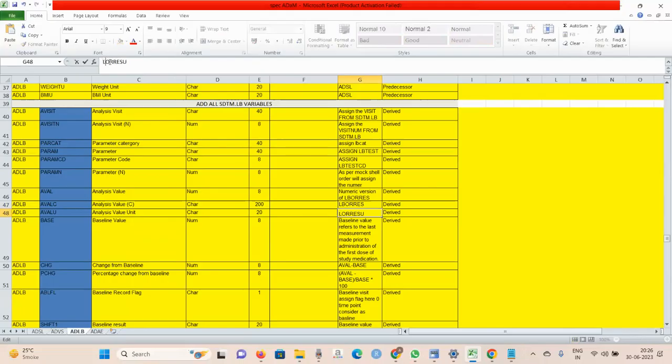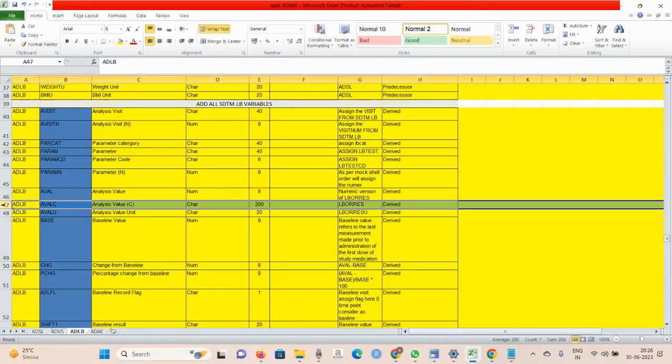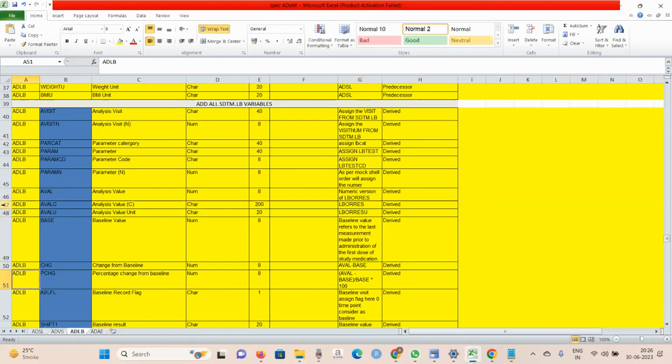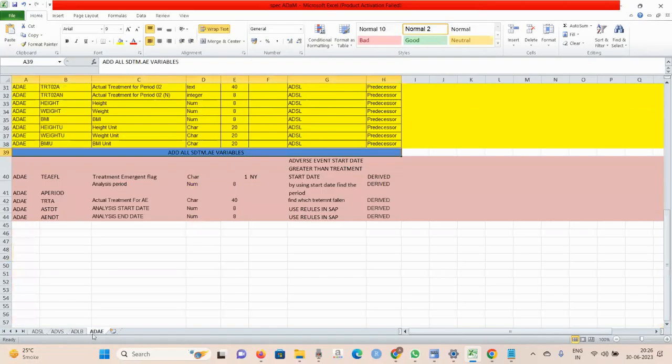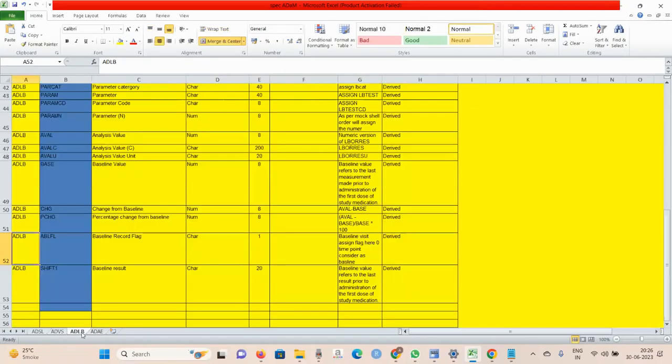Ali, quick question. Now there are AE datasets at the SDTM level and there are AE datasets at the ADaM level, right? Yes, you have ADAE, the ADaM level adverse events. What's your question? Other than that, at the ADaM level, basically we have to do imputation, right?